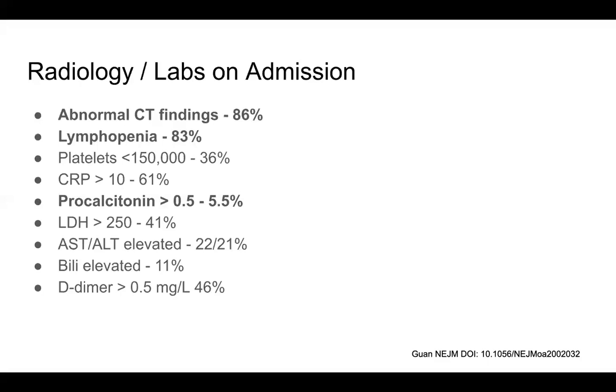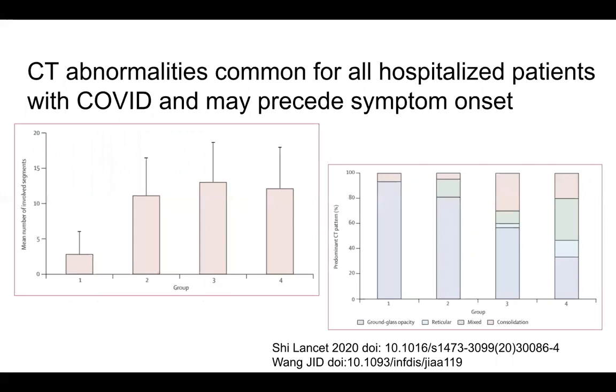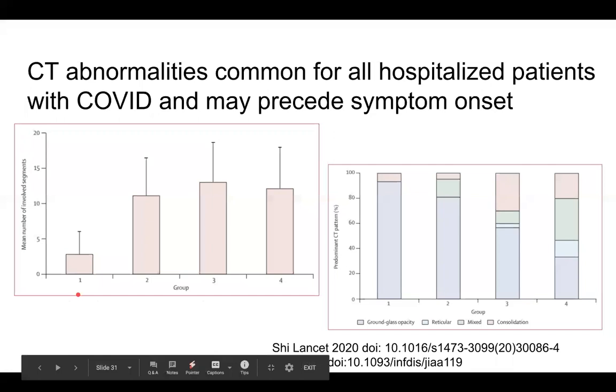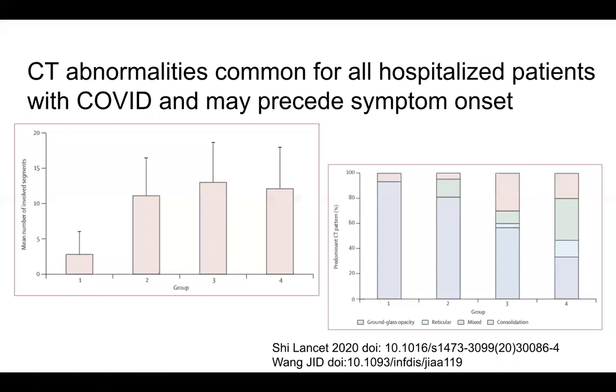So this is, again, a very interesting study looking at 81 hospitalized patients in Wuhan who all had CT abnormalities. And what they've done, the groups on the bottom of each of these graphs, groups 1 through 4, break up the patients by the point in time in their disease course. Group 1 were people who were still pre-symptomatic. Group 2 had symptoms less than 7 days. Group 3 had symptoms for 1 to 2 weeks. And group 4 had symptoms for 2 to 3 weeks.